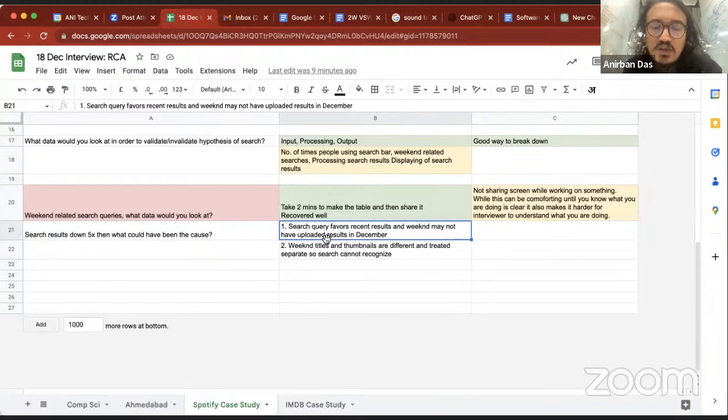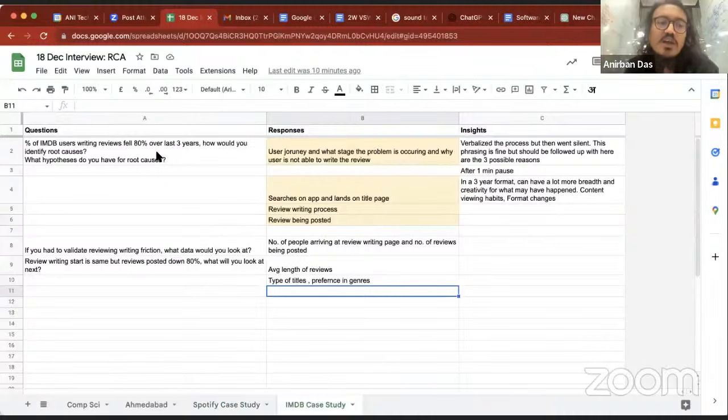Then we went into, okay, search results were down 5x. What could have been the cause? You spoke about search query. So these I think were fine. You said that, okay, these could be 2 hypotheses that could have led to a drop in that specific part. So I think this was answered reasonably well.